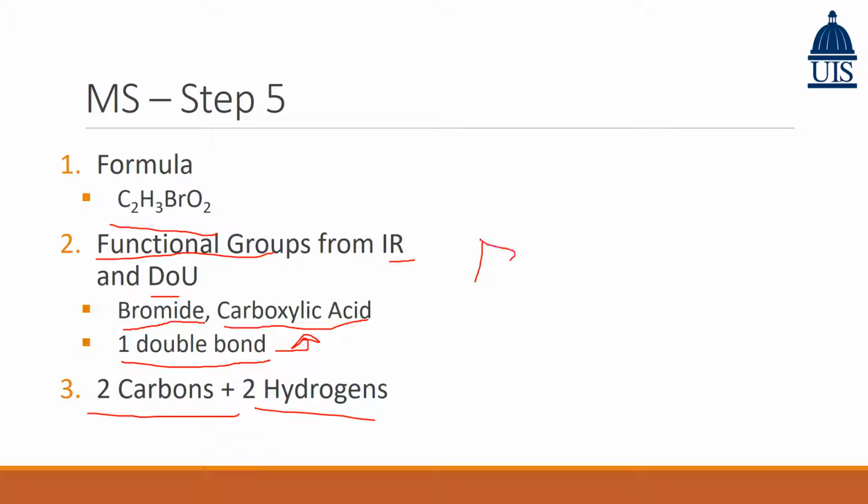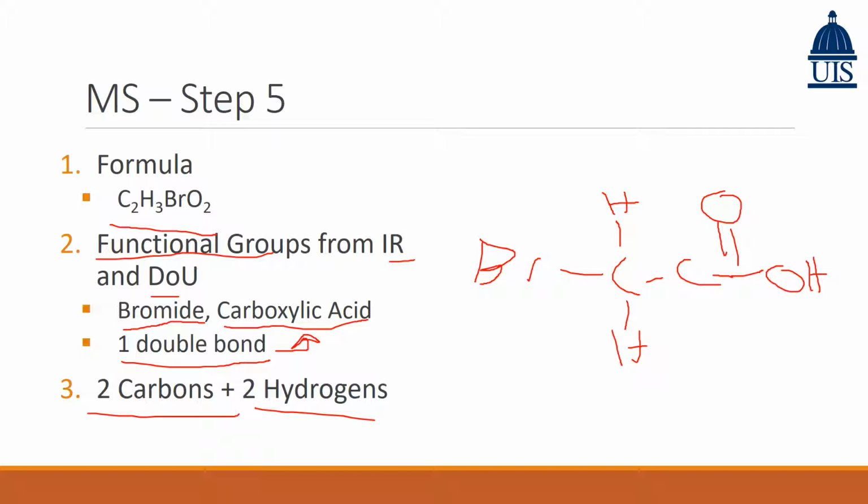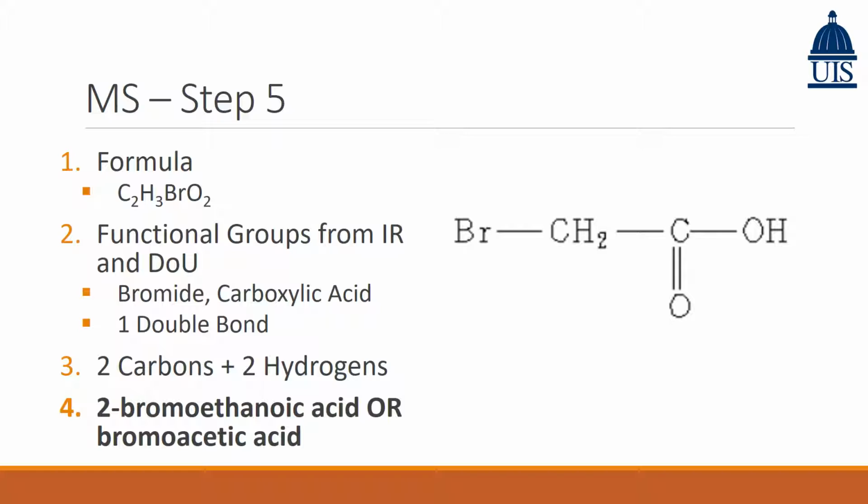Putting this all together, you'd have, let's start with the Br over here. We'll get our carboxylic acid over here. And then we got 2 C's left, 2 H's left, and this is the only place they can go without creating excessive bonds. And this looks pretty good. We got everything checked off. We got these 2 groups. And looking at the structure, here we go. And this is named 2-bromoethanoic acid, or more commonly, bromoacetic acid.